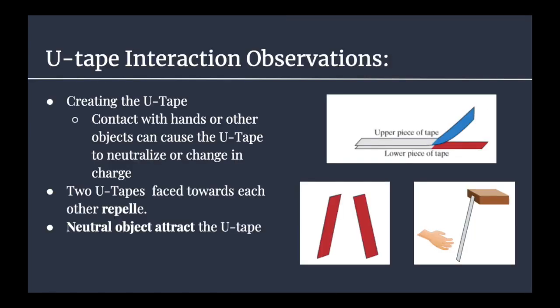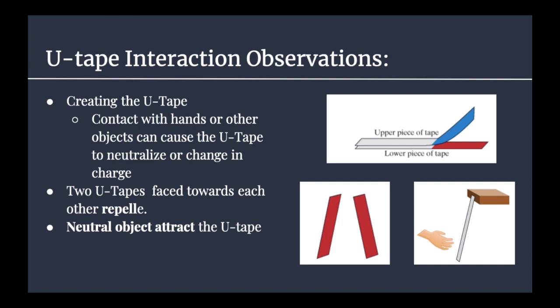The U-tape is created by quickly pulling the sticky side off another piece of tape, like in the diagram to the right. Once the U-tape was created, I tested its interactions in several scenarios. It's important to note that when conducting the experiment, a lot of precision and carefulness was required to make sure that there was minimal contact with the U-tape by the hands and other objects once it was created. This is because it can become neutralized if it comes in contact with other objects.